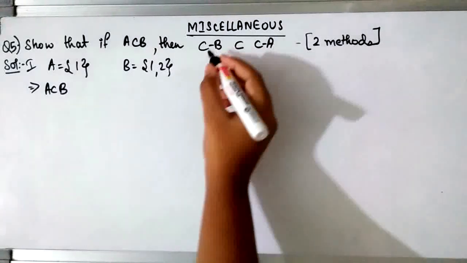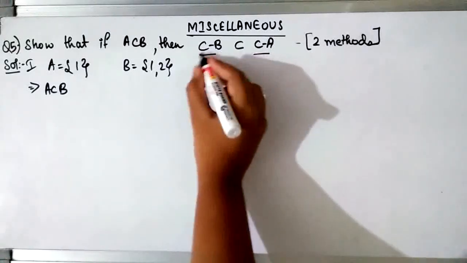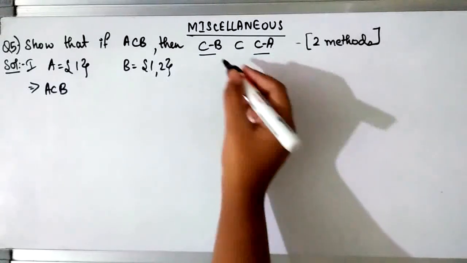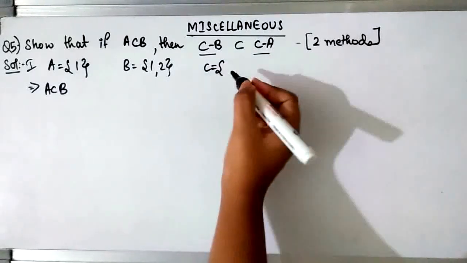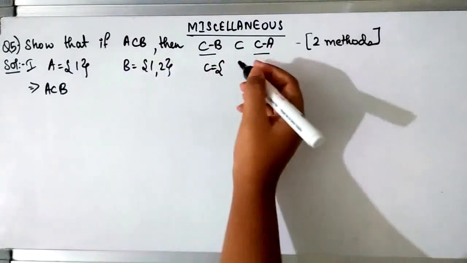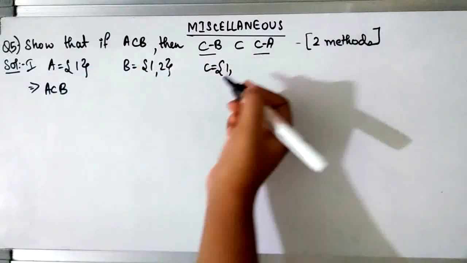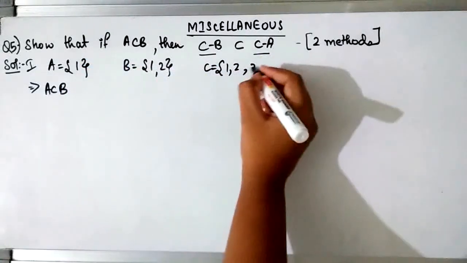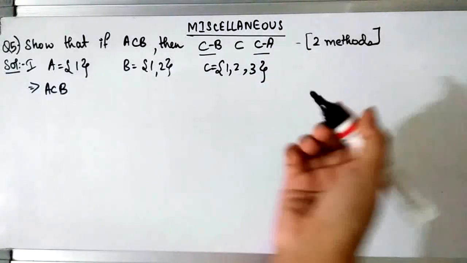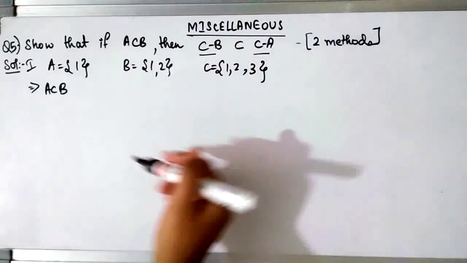Now over here, since we have C minus B and C minus A, you know what we have to do: we need to take the common elements and subtract them. So we will take set C in such a way that it has at least one element common with A and one element common with B. So let's take element 1 for C, and let's take element 2 also for C, and let's take one more element, 3. So let that be our set C. We'll assume that it is a set C. Now we will check whether this condition is true or not.